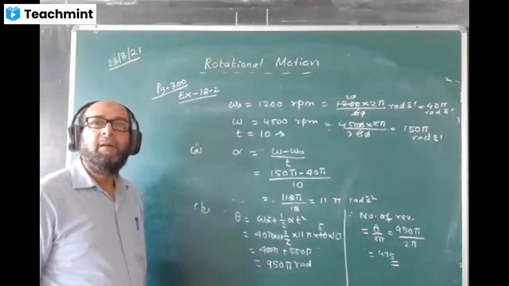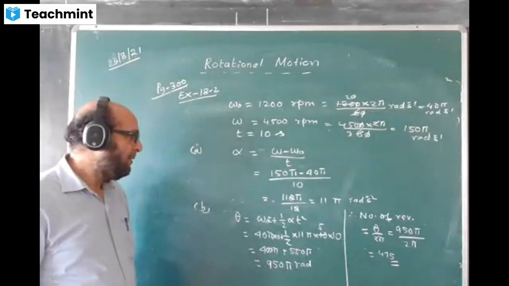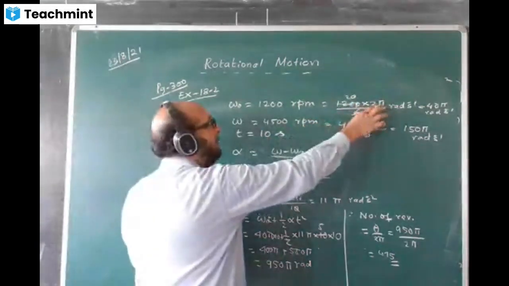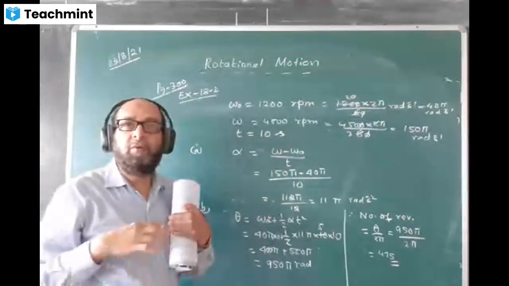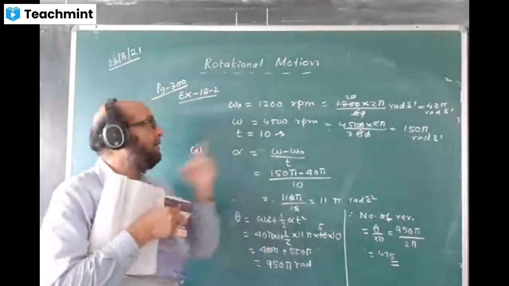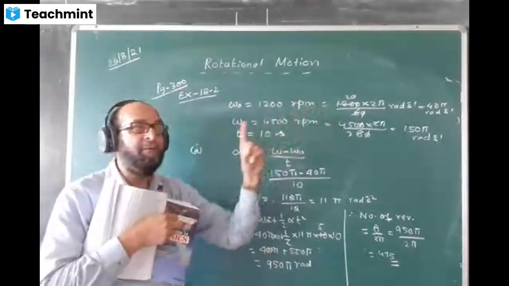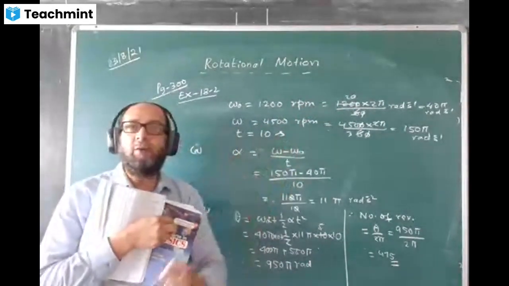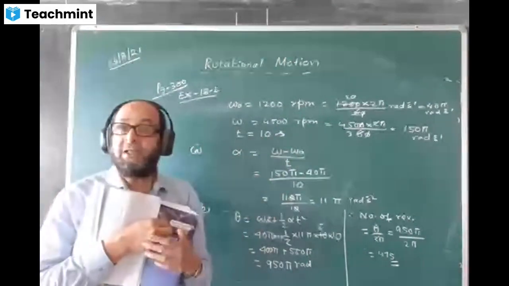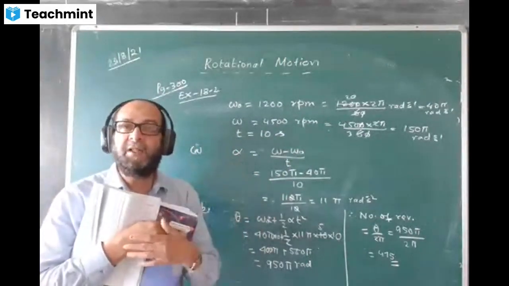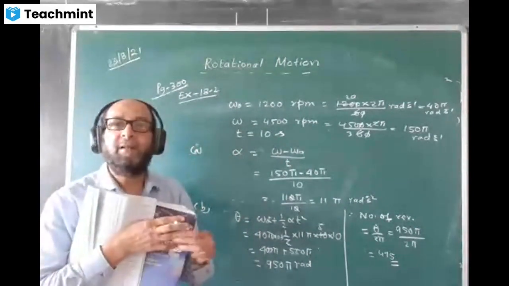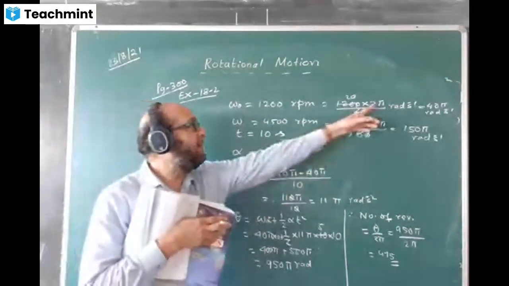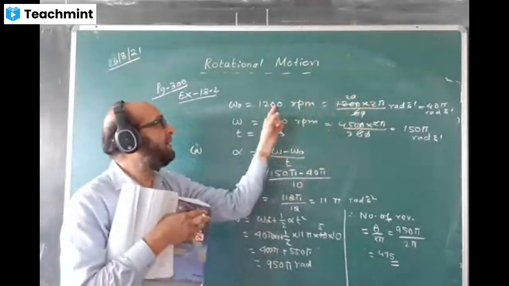Yes, sir, can you repeat how you got that pi radians? Sorry, in the first line, how you converted RPM? Okay, good question. Please do not hesitate in asking questions. Revolutions per minute is given. In one revolution, how many radian will there be? What is the angle? 360 degree. And 360 degrees is how many radian? 2 pi radian, no? Yes, sir. That's why I multiplied by 2 pi. One revolution, that means 1200.